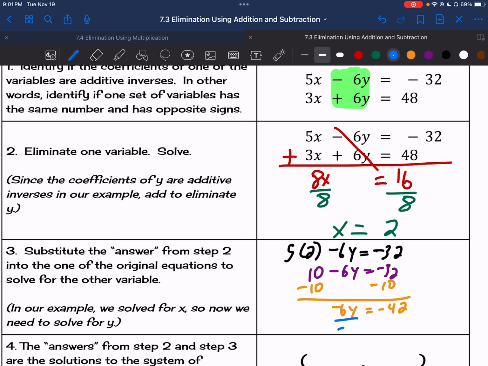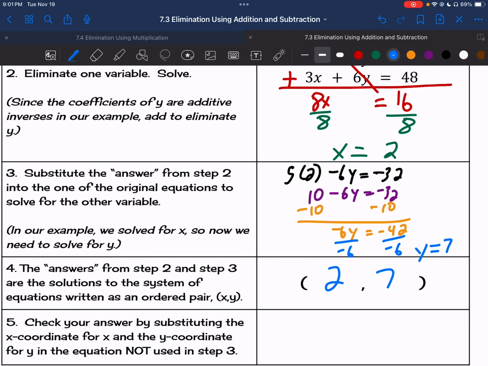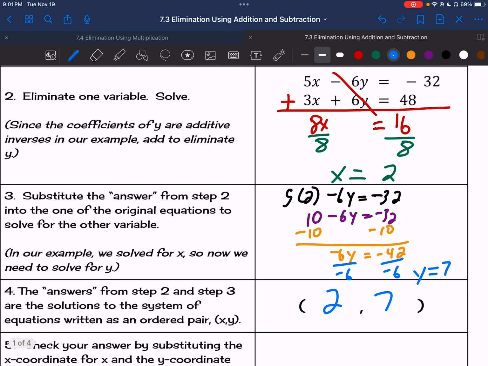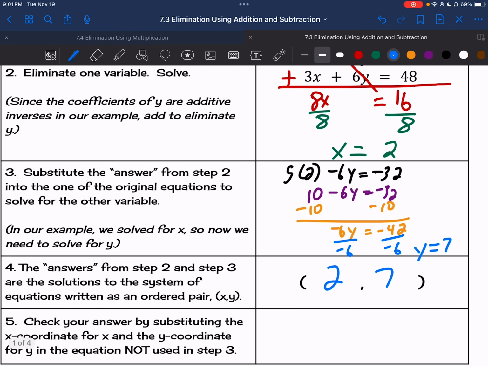And then we divide by negative 6. We get that y is equal to 7. So my ordered pair is 2 and 7. Now my next step says check my answer using substitution with the x and y coordinates, but we're going to use the other equation, the one we did not use in step 3. So that'll be the bottom equation.